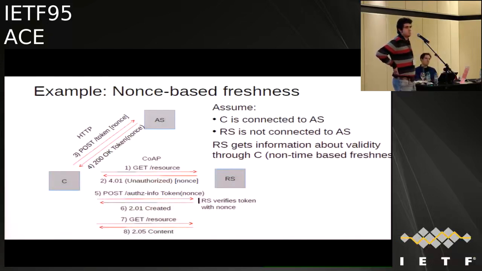The point here is just, how does the RS know that the token coming is fresh? Of course, the token needs to be fresh, and of course the exchange needs to be fresh. Yes, and this is a way for the RS to get an indication that this token actually comes from the AS now. Yeah, got it.